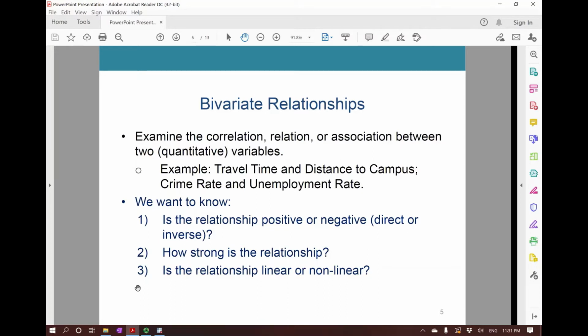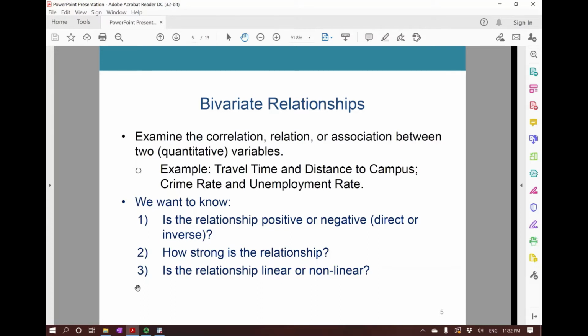And other than looking at whether they are correlated, we do want to look at, for example, maybe three questions. Whether the relationship or the correlation is positive or negative, whether they're positively correlated or negatively correlated.